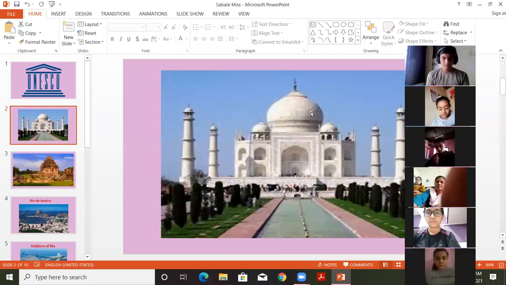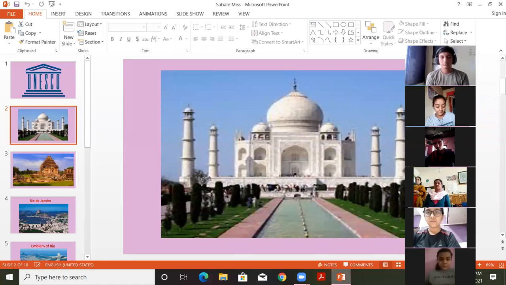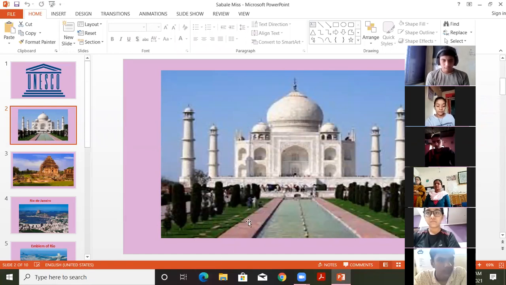Now, children, you can see this is the Taj Mahal, which was built by whom? Do you know? After seeing the Taj Mahal, who built it? Shahjahan.